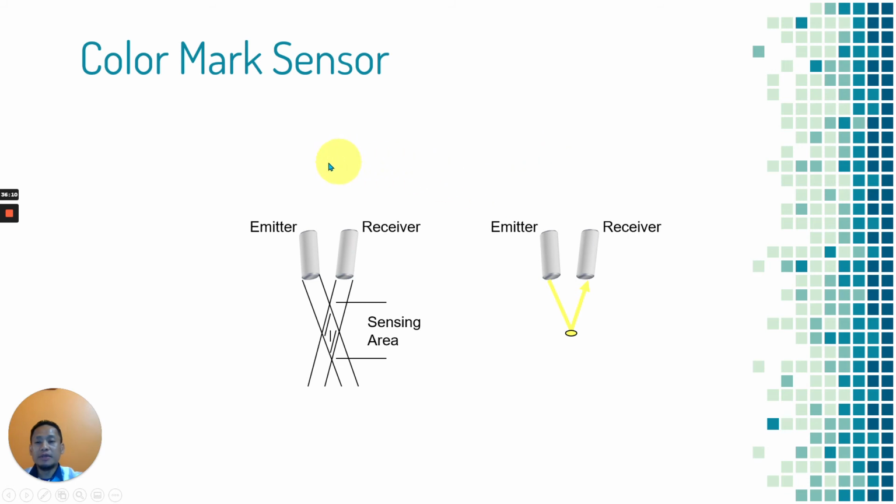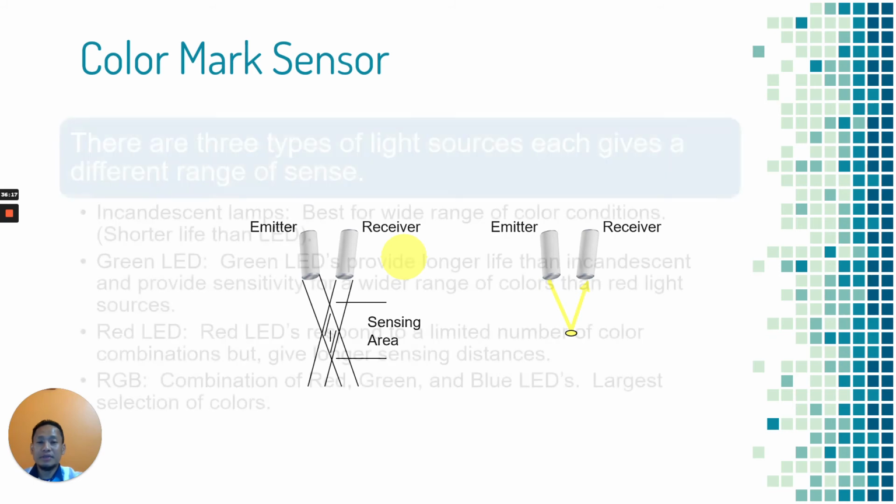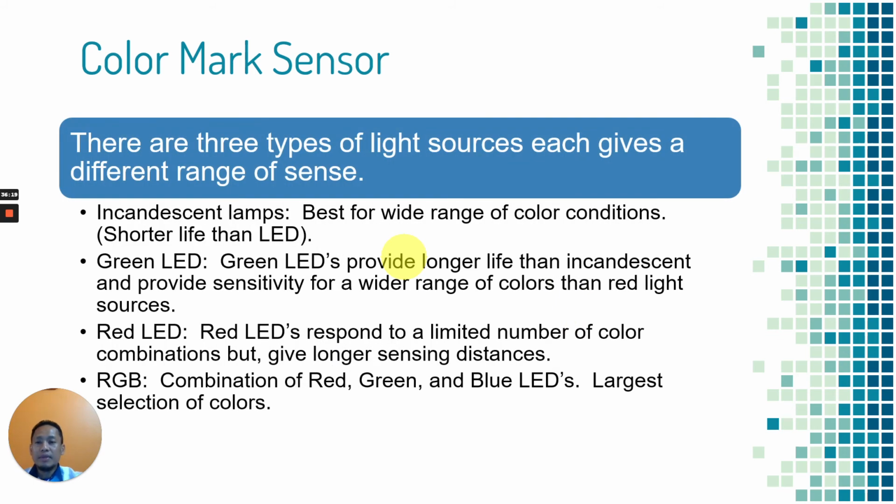The arrangement, the concept is the same as the previous sensor. For example, the color mark sensor has a side indicator and three types of light sources, each giving a different range of sense. They may use a green LED, red LED, or an RGB combination of red, green, and blue LED, which they may use for the largest selection of color.